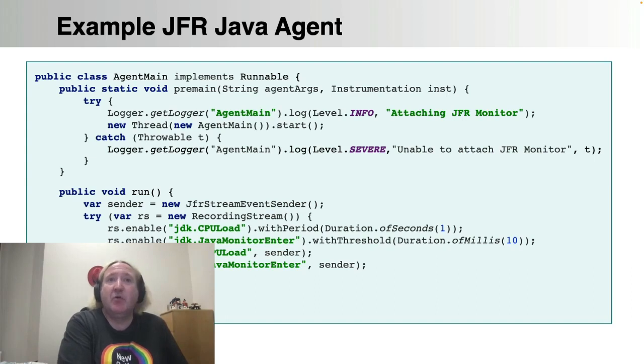And now instead of having a recording file, we have a recording stream. And then all we need to do is to tell it which events we want to enable. So a CPU load. And there's also one called Java monitor enter. This basically is an event which lets you know when you're holding a lock for too long. So that will get a JFR event triggered every time a synchronized lock is held by any thread for more than 10 milliseconds. So long-held locks, effectively, is what you can detect with that.